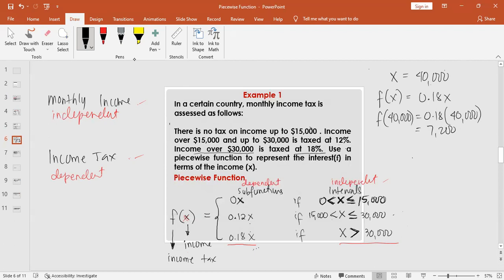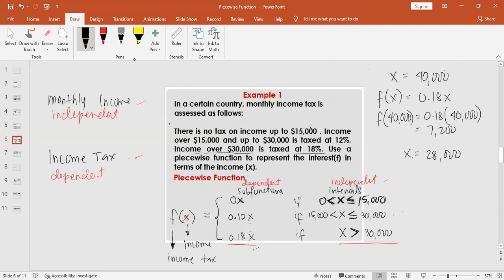So, using the piecewise function, you can find any values, okay, considering the given. Okay, so that's it for example number 1. Let me give you another example. What if your monthly income is $28,000?